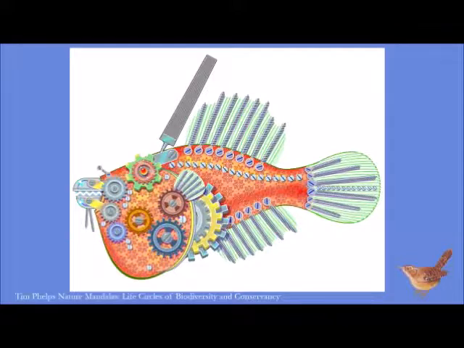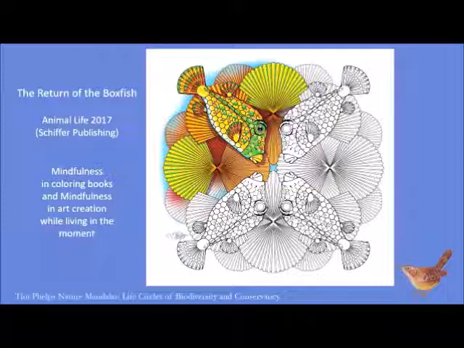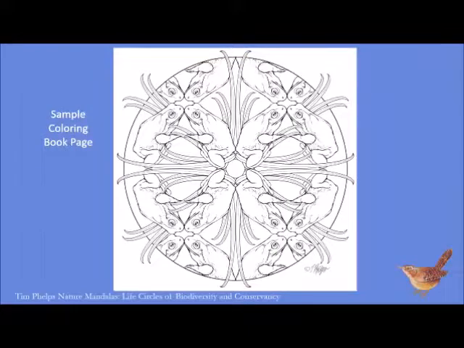Okay, so here we are. The Return of the Boxfish. This was the cover for a coloring book series I did. I did Animal Life and Garden Life for Schiffer Publishing. This was after my series of books came out. And so it's mindfulness in coloring books and mindfulness in art creation while living in the moment. Here's an example of the pen and ink drawing that I created for the book.